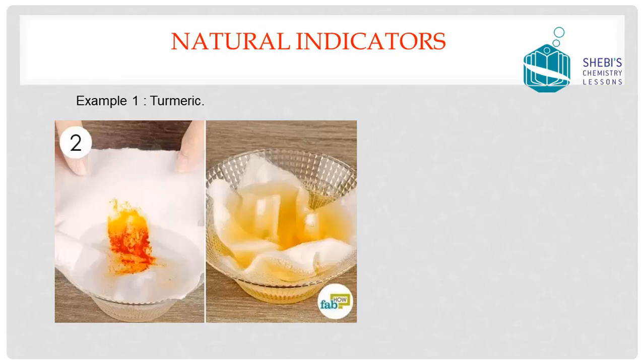Okay, and if you test with an acid, turmeric will not show any color change, it will remain yellow itself. Therefore turmeric is a natural indicator. Hope you understood. So turmeric is a natural indicator which shows red color in presence of a base and yellow color itself in the presence of an acid. Alright, so let's see what are other natural indicators.